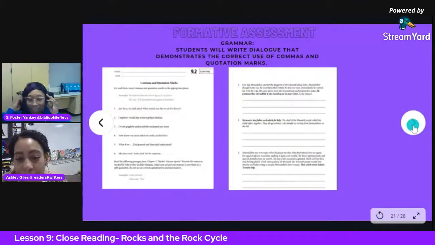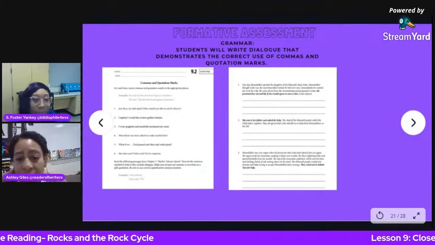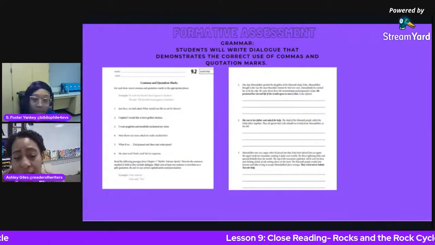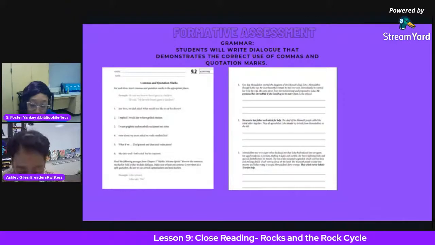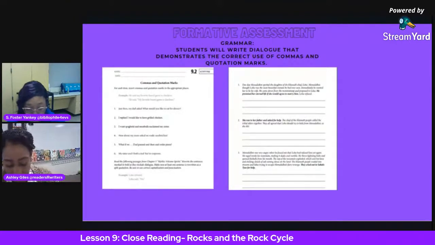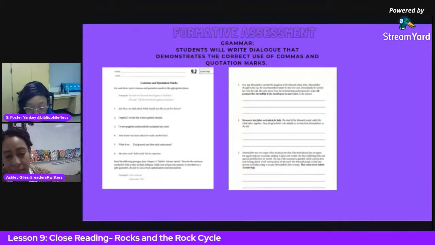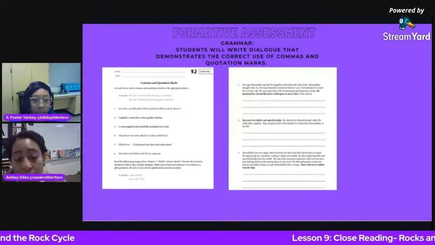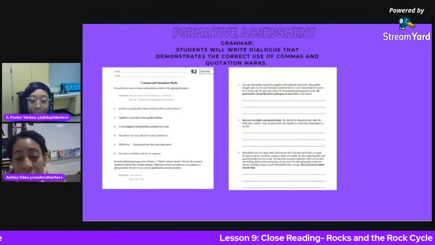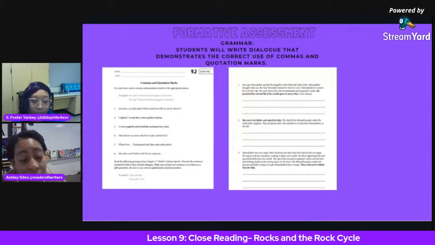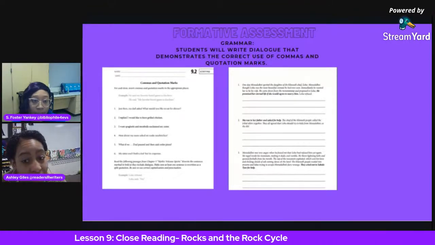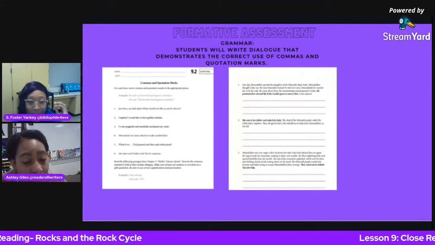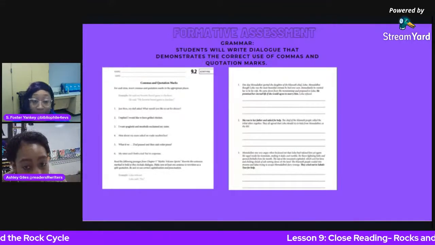All right, let's go to writing. Okay. So for lesson 9, it's grammar, and again, in lesson 9, this is the writing. It's not writing. It's grammar, morphology, and spelling. So it's really like that language component, right? And so the primary focus says students will write dialogue. Uh-oh, have we heard that already before? With dialogue, quotation marks that demonstrate the correct use of commas and quotation marks.